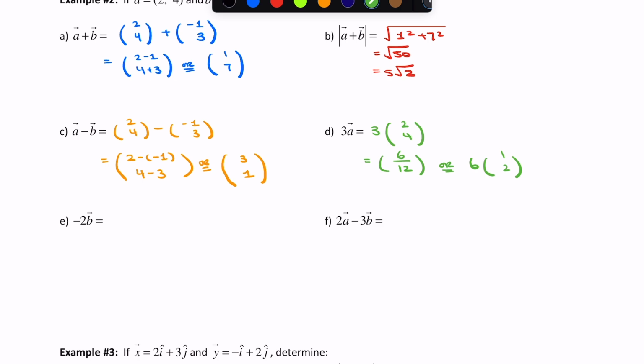Okay, here with e, we have -2b. Again, -2 multiplied by our b, which is -1, 3. And here we can write it as 2 and -6.